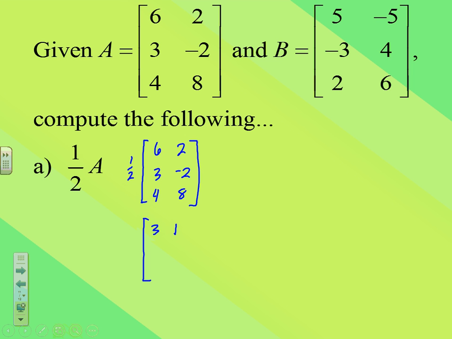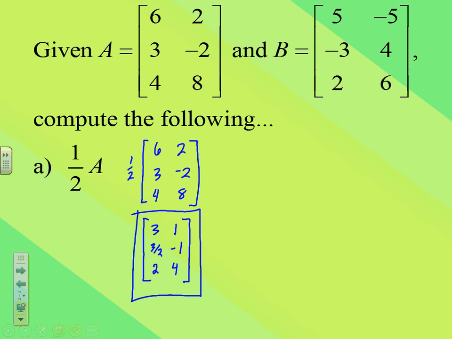So 1/2 times 3 is 3 over 2, or 1.5 if you want to write it as a decimal. So the 1/2 times -2, that's a -1 here. So there's the second row. And finally, the 1/2 and the 4 gives me a 2, and 1/2 of 8 gives me a 4 here. So here is the product of my scalar multiplication where I said the constant 1/2 multiplied to all of the elements of matrix A, that's what we wound up getting.